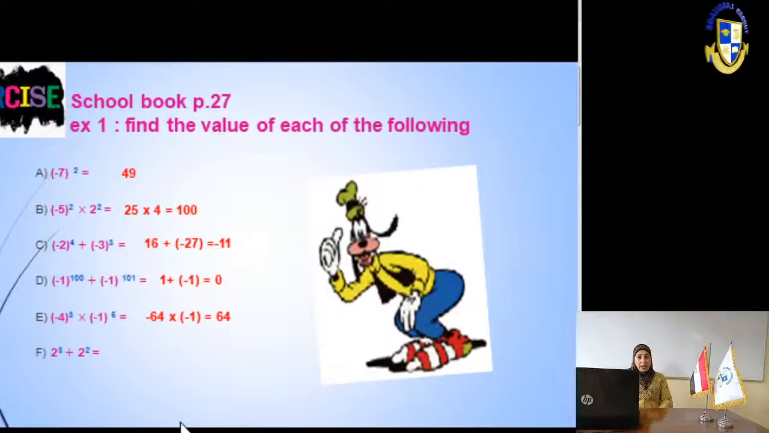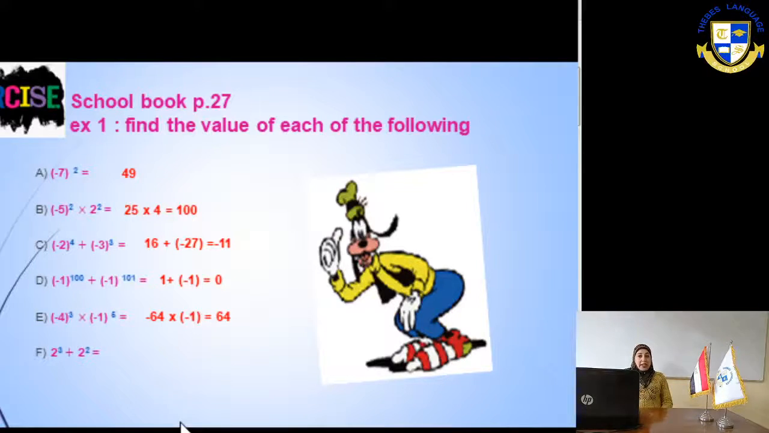Letter E, negative 4 up to power 3 multiplied by negative 1 up to power 5. The first integer will be negative 64 multiplied by negative 1. Two negative numbers multiplied by each other will give me a positive integer, which is 64.